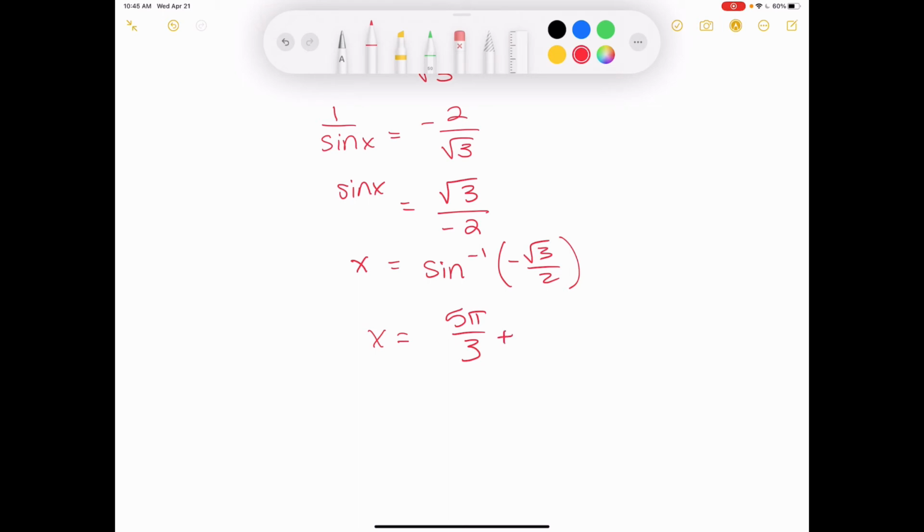So then over here, we need the general, so this is going to be plus 2n pi. Okay, and with these ones, you don't need to check them because they're general solutions. That's the answer.